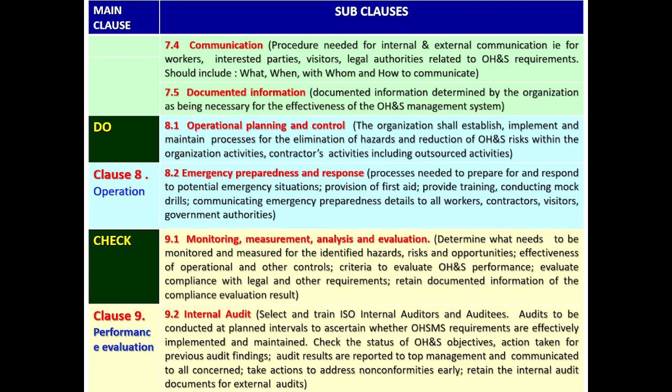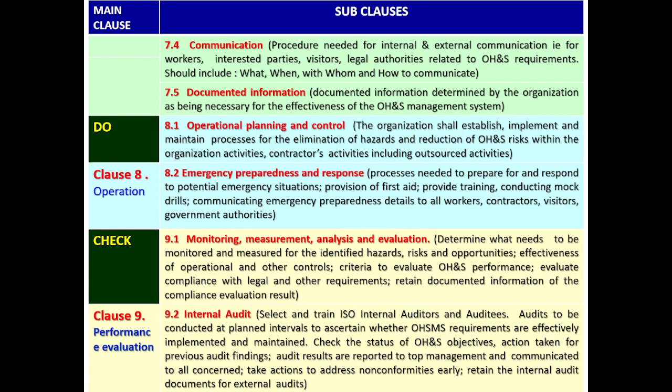First, decide what needs are to be monitored and measured for the identified hazard, risk and opportunities, effectiveness of operation and other controls, criteria to evaluate occupational safety performance, evaluate compliance with legal and other requirements, retain documented information of the compliance evaluation result. 9.2 is about how to conduct ISO internal audits.